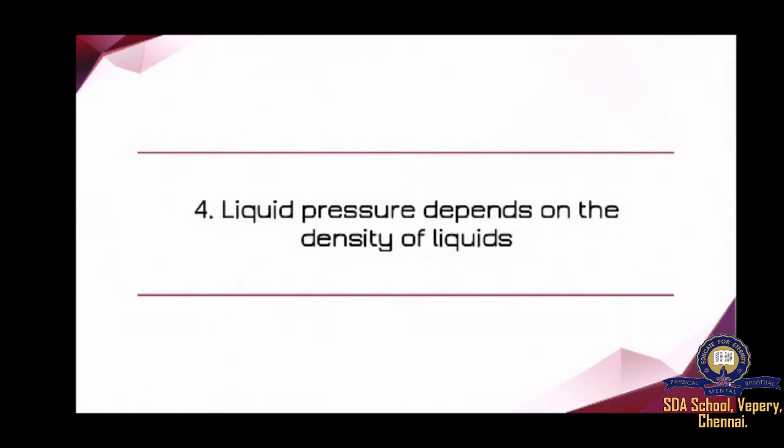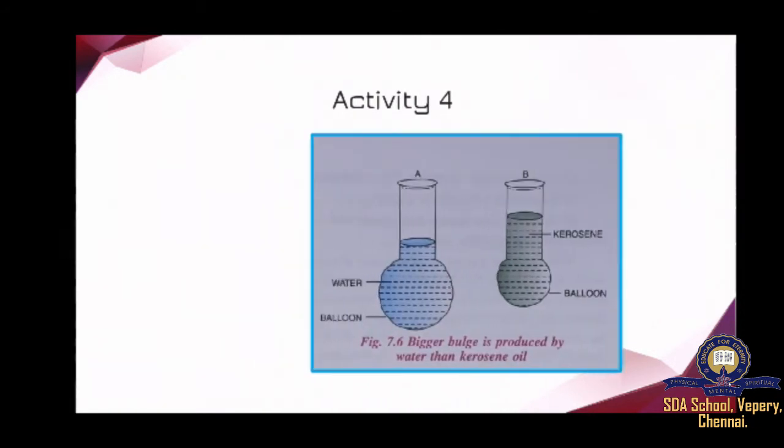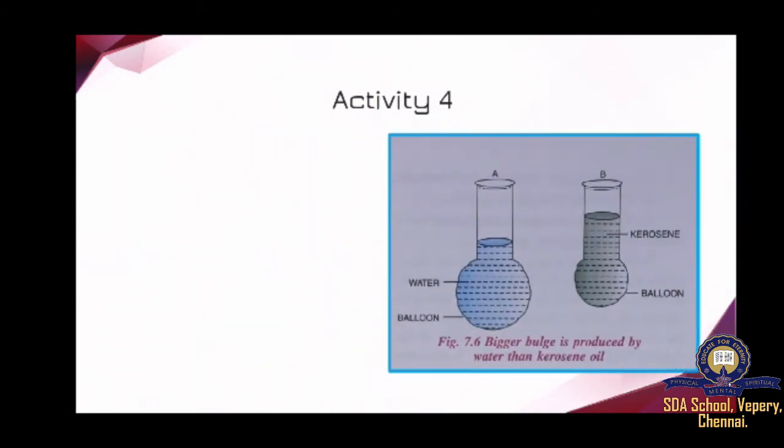So what is the fourth characteristic? Liquid pressure depends on the density of liquids. To show this, we are doing an activity. We are going to take identical open glass tubes A and B. Tie a balloon to each of the tubes at one end and leave the other end free. Balloons tied to the two tubes must be of the same size.